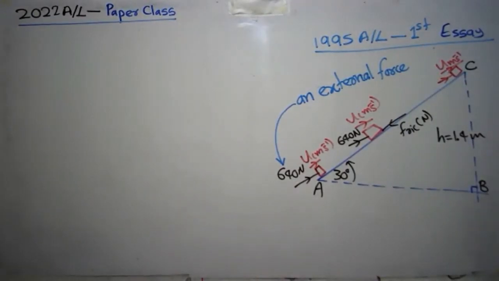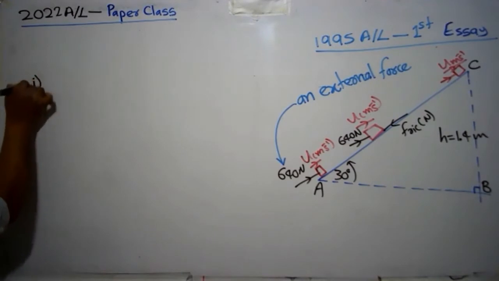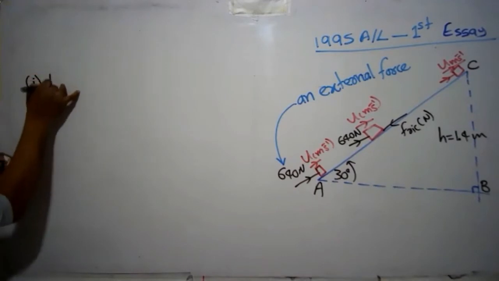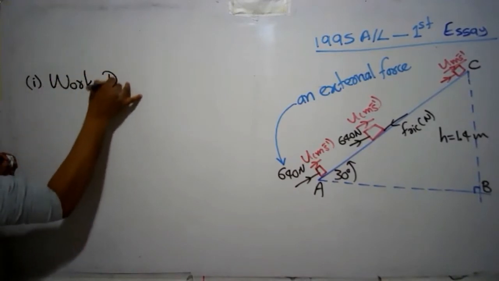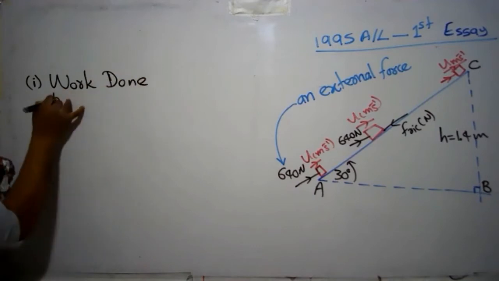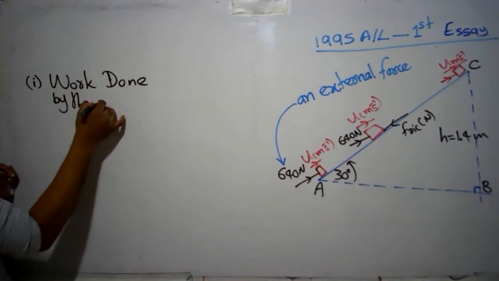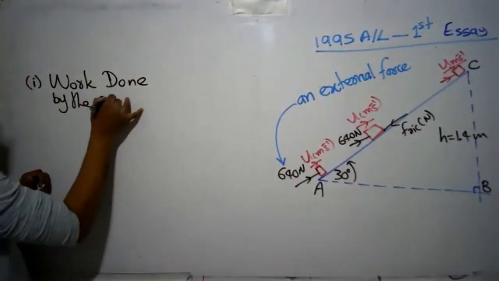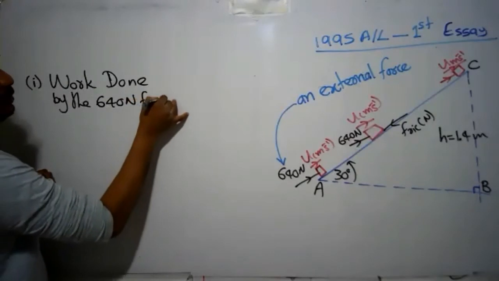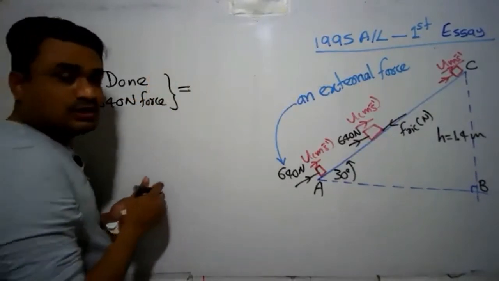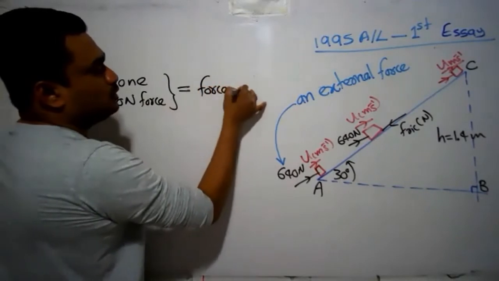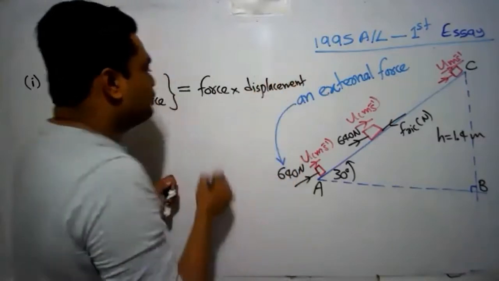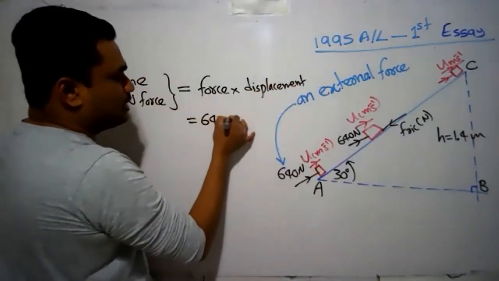Right, so Roman number 1. Work done by the 640 Newton force. We know that work done by a force is equal to force into displacement. Force into displacement. We know that the force is 640 Newton.